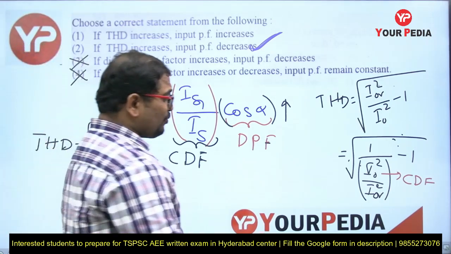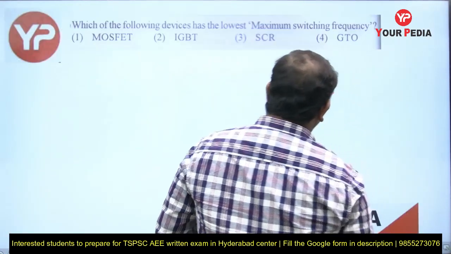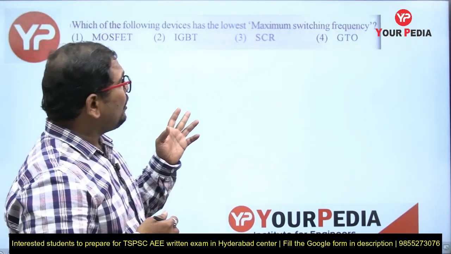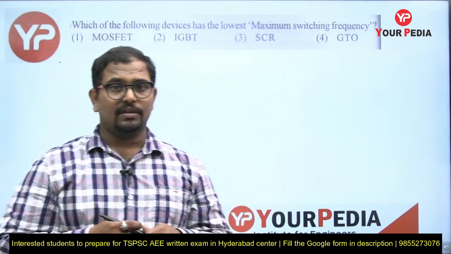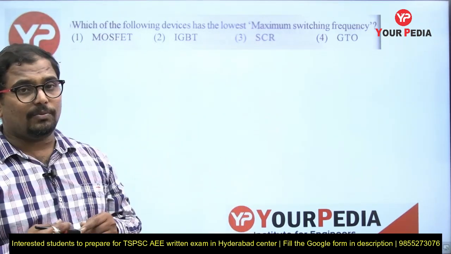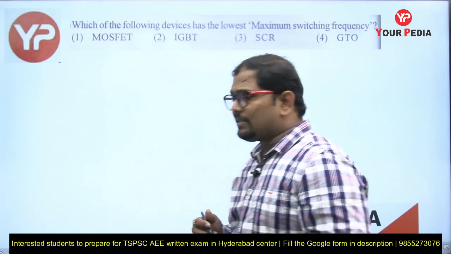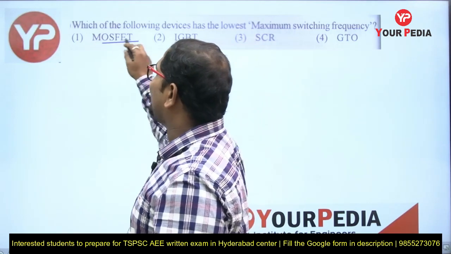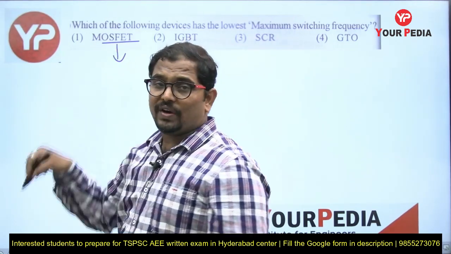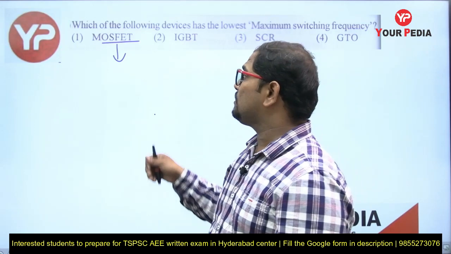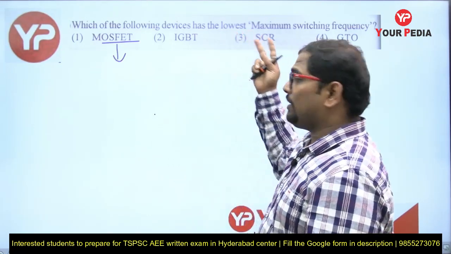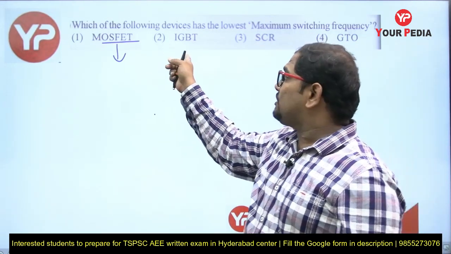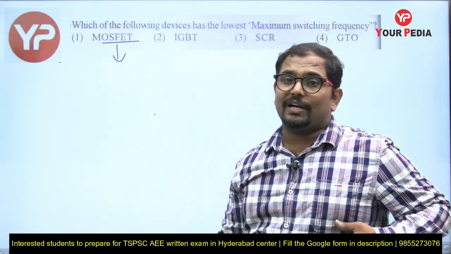Okay, now let's move to the next question. What is the next question he has given? Which of the following devices has the lowest maximum switching frequency? So which will have the lowest maximum switching frequency? As we already know, the MOSFET is used for very high switching frequencies. After this, the next higher switching frequency device is the IGBT, because IGBT is a combination of both MOSFET and BJT.